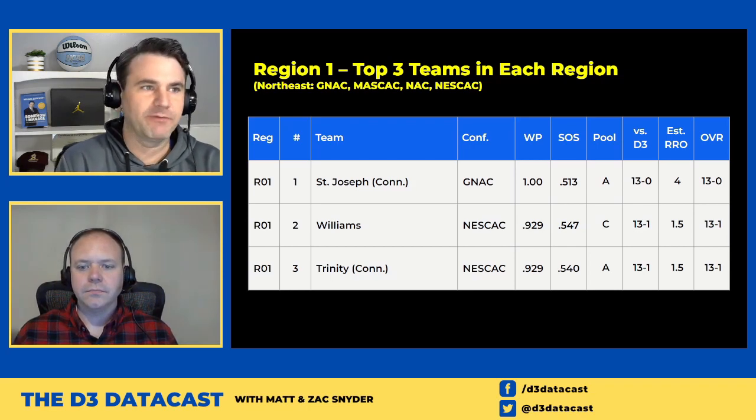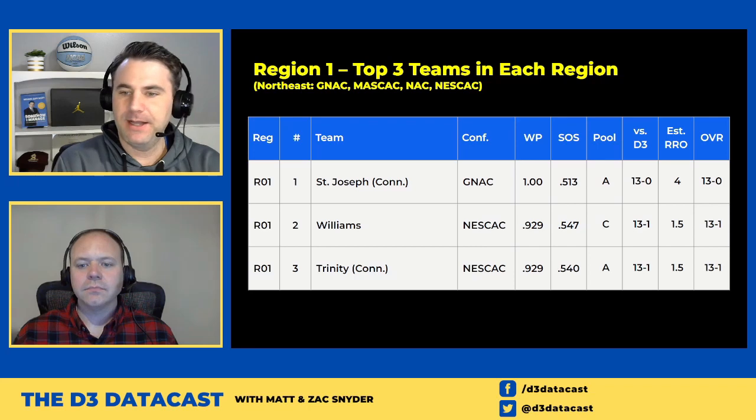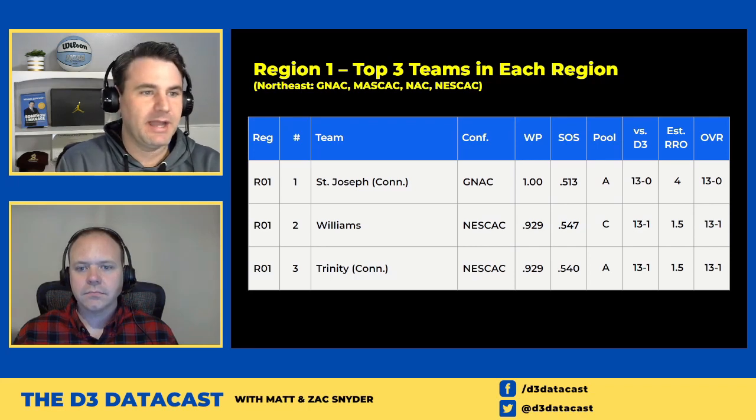So I kind of put a 0.5 there. That may go either way. So that's kind of what Region 1 looks like right now. It's going to be NESCAC heavy in this region, particularly after St. Joseph. But I think Williams and Trinity look good there. Maybe Tufts, if we're looking at a 4th team, probably Tufts is next out of that region.